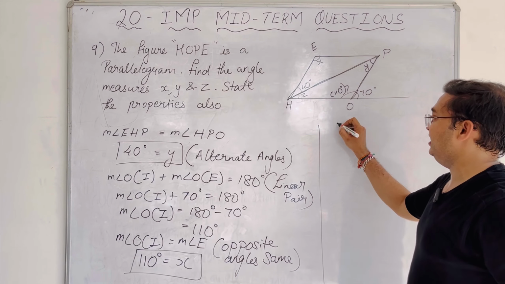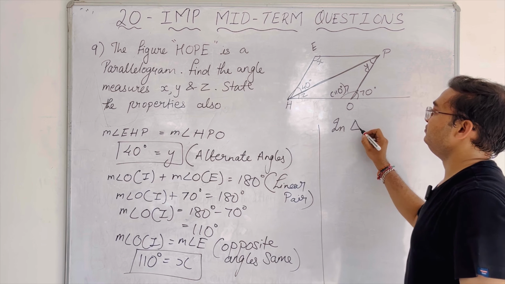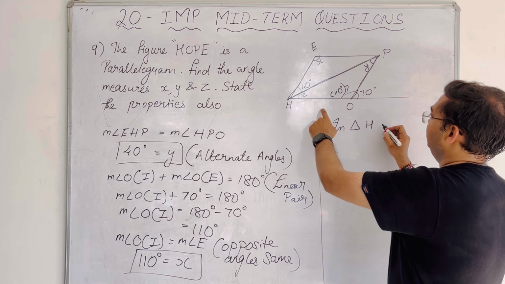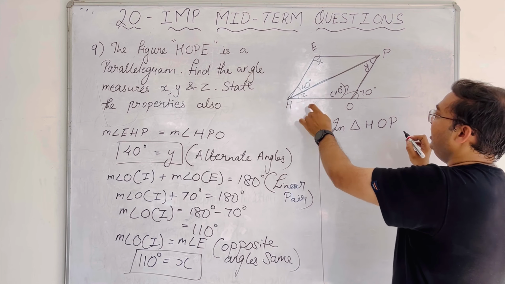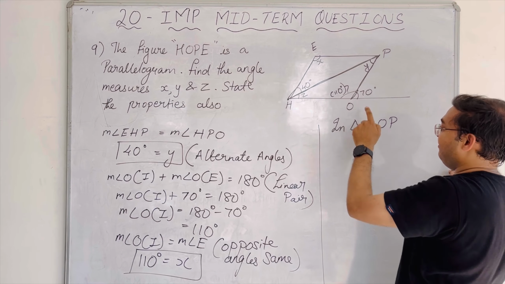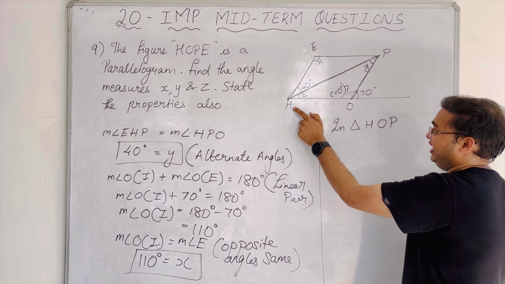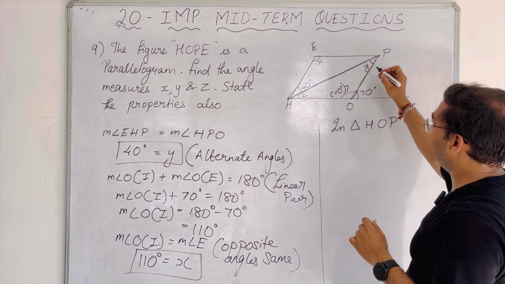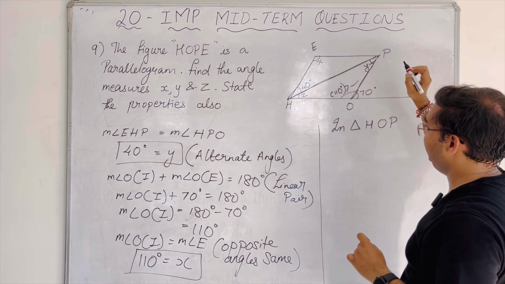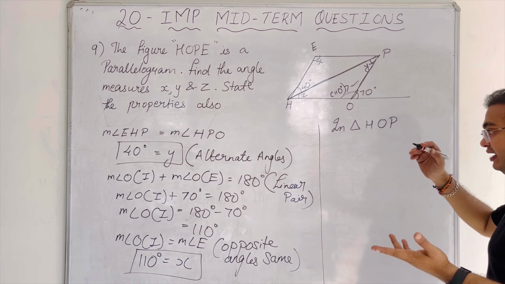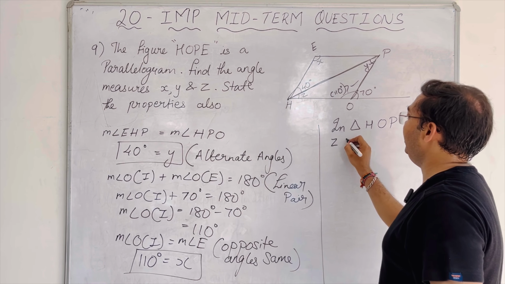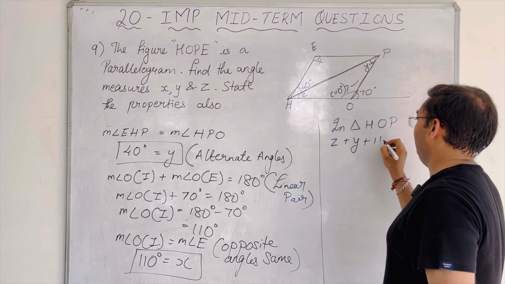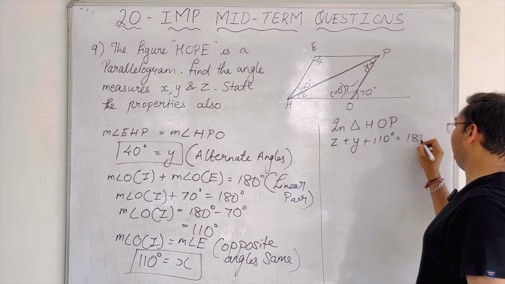And if I say that in a triangle HOP, I'm using the word triangle here, that means this whole triangle HOP I'm talking about, and in that whole triangle I know y, I know this interior angle. Can I find z easily? Definitely. That means z plus y plus 110 degrees is equal to 180 degrees.